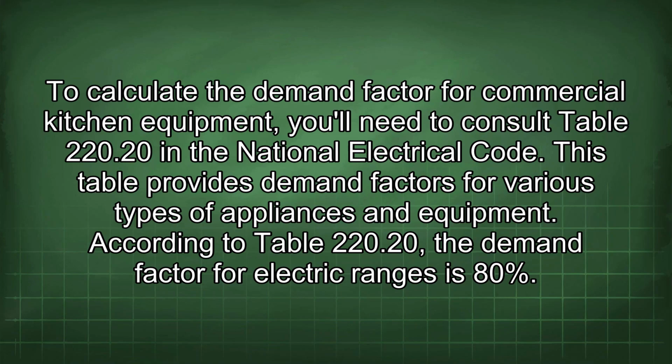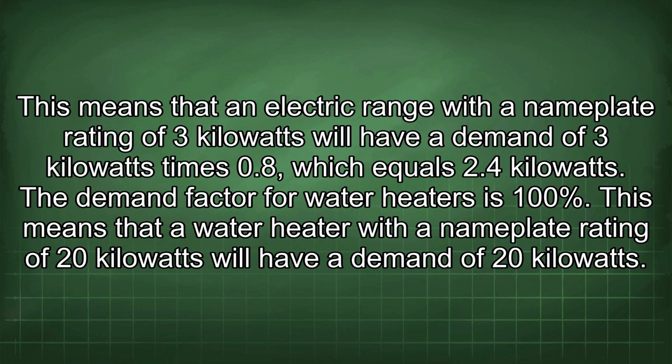To calculate the demand factor for commercial kitchen equipment, you'll need to consult Table 220.20 in the National Electrical Code. This table provides demand factors for various types of appliances and equipment. According to Table 220.20, the demand factor for electric ranges is 80%. This means that an electric range with a nameplate rating of 3 kilowatts will have a demand of 3 kilowatts times 0.8, which equals 2.4 kilowatts.